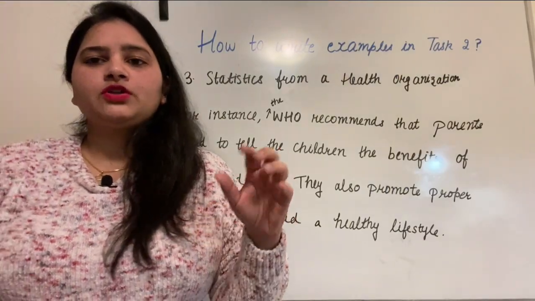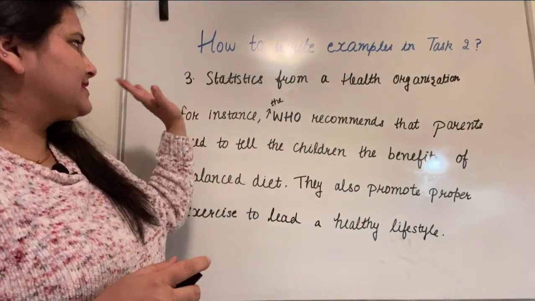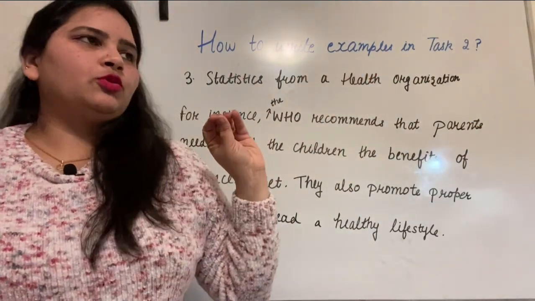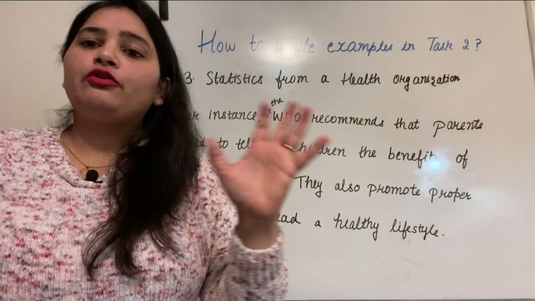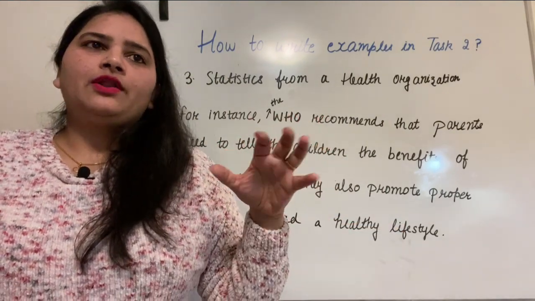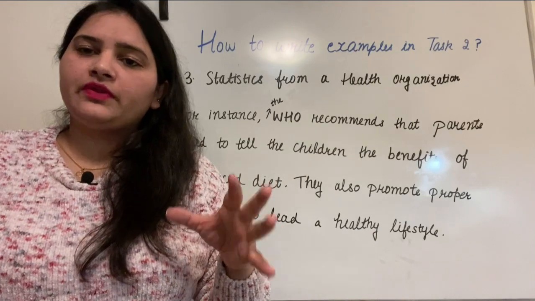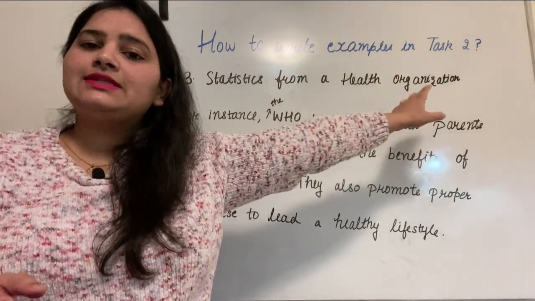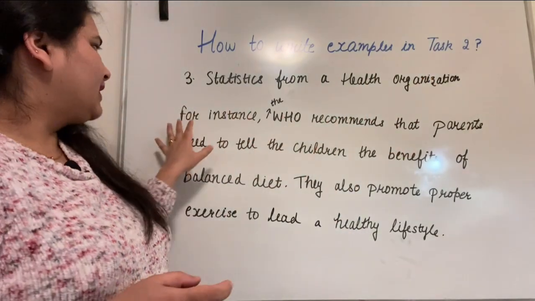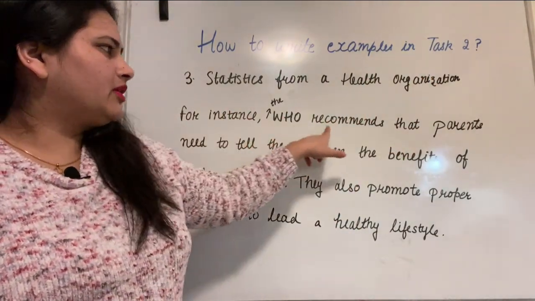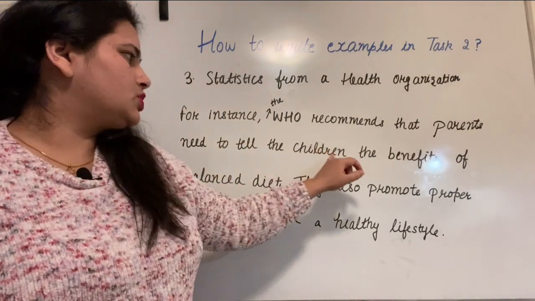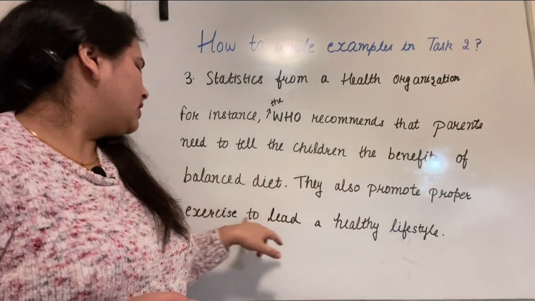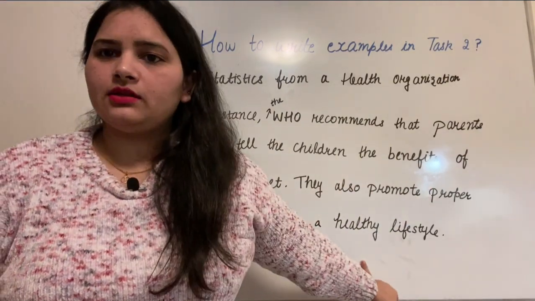The third way to write an example is to include statistics from a health organization. Suppose the essay is related to some kind of health issues and some kind of healthy lifestyle, then you can include surveys of health organizations because they are relevant here. Like I have written, for instance, the WHO recommends that parents need to tell the children the benefits of a balanced diet. They also promote proper exercise to lead a healthy lifestyle.